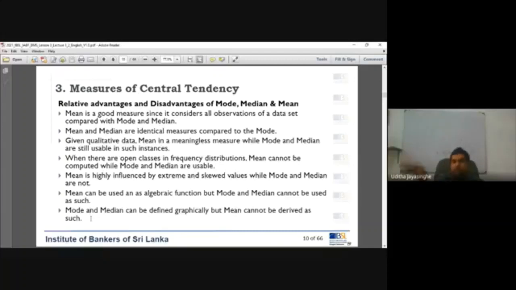When you put all these numbers in a small graph or a chart or a frequency distribution, mode and median can be graphically easily derived. But can you define mean like that graphically? You cannot. You have to add the values, divide them by the number of items, and then only you can derive. But looking at the qualitative aspect, looking at a graphical aspect, you cannot define mean, right? Great.